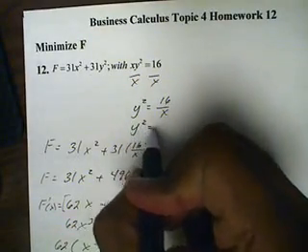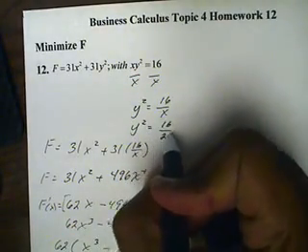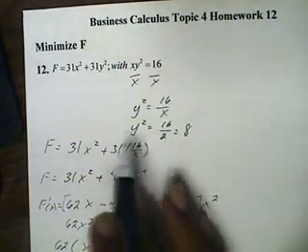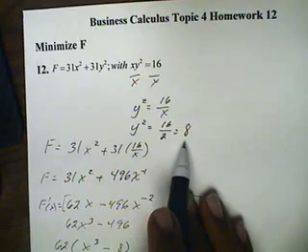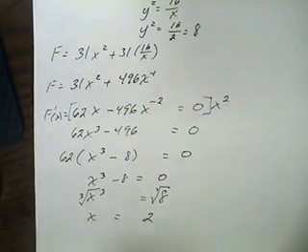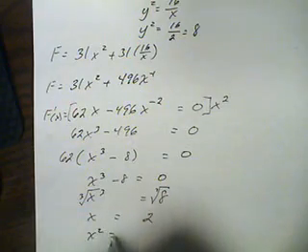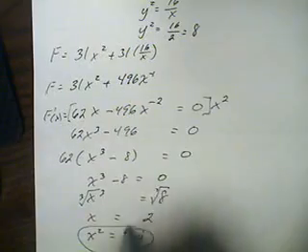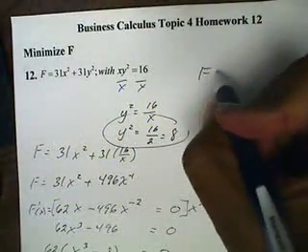So y squared is going to equal 16 divided by 2, which is 8. So y squared is equivalent to 8, whereas x is equivalent to 2. x squared is equivalent to 4. So now I know what x squared is and what y squared is. So we'll put that in.